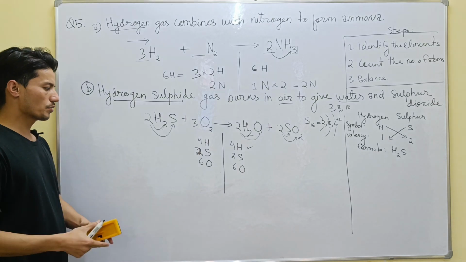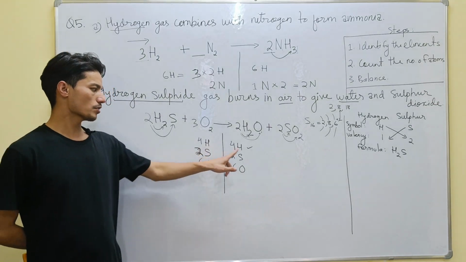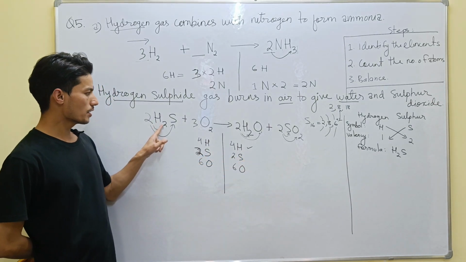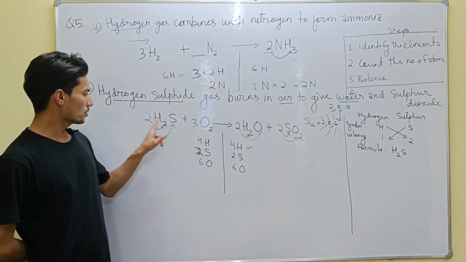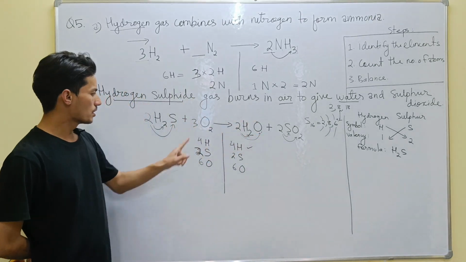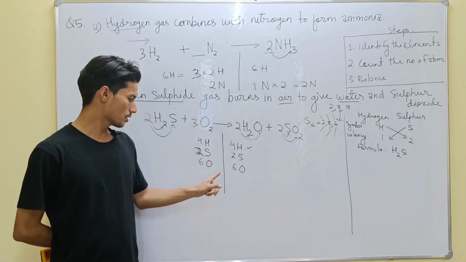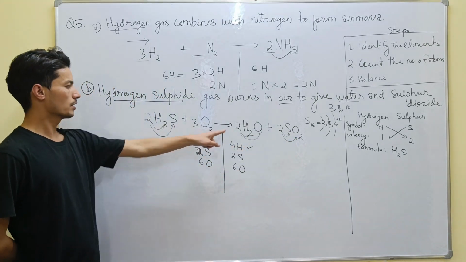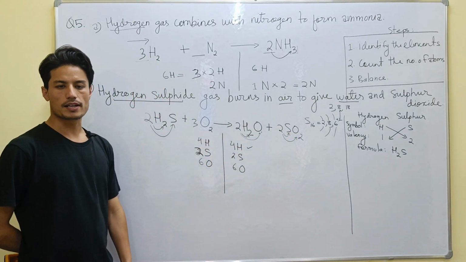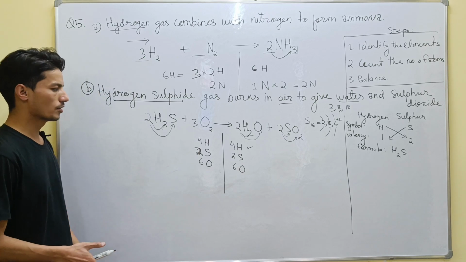So now you check, everything is balanced. 4 hydrogen balance. 4 hydrogen I see here, 4 hydrogen I see here, correct? 2 sulfur I see here, 2 sulfur I see there. 6 oxygen I see here, 2 from here, 4 from there. 4 plus 2, 6 oxygen. And this is how the equation gets balanced. Yes or no? All right.